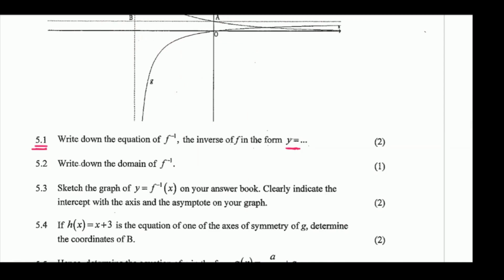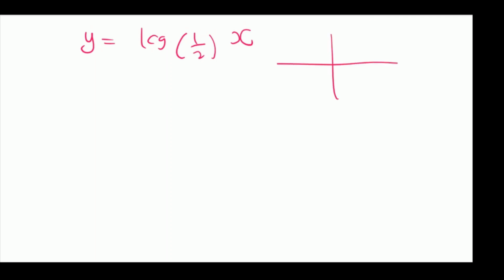So now in 5.2 we are asked to write down the domain of the inverse of f. To find the domain, we know that our inverse is y equals log base 1/2 of x, right? So if you were to draw this inverse, you're going to have something like this, looking like that. And what you need to note is this is the y-axis, this is the x-axis.